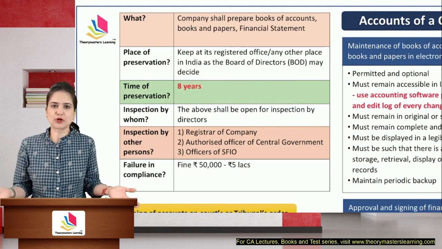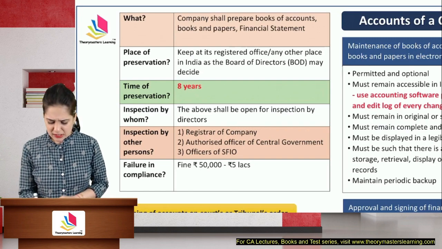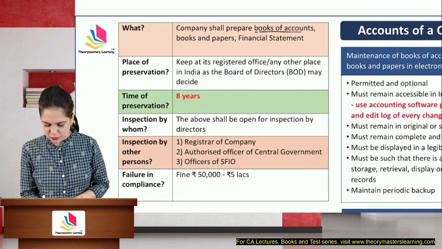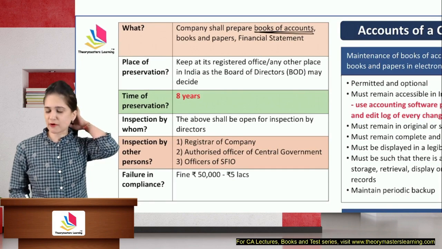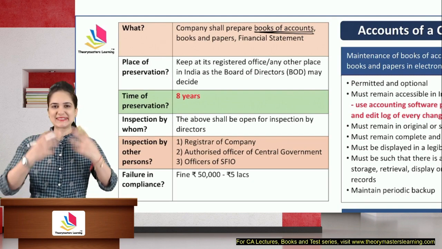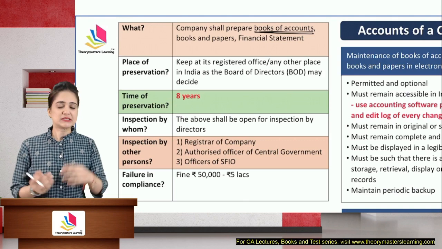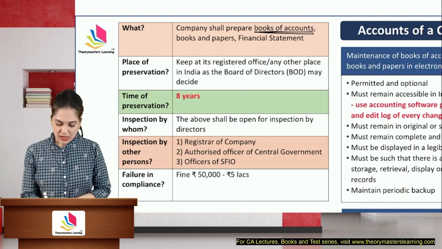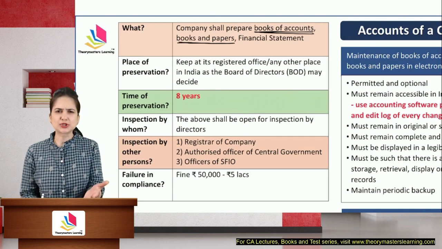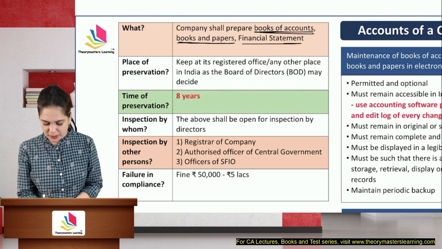What does a company need to maintain? Company shall prepare books of accounts. Books of accounts will include books and records maintained for the goods sold, goods purchased, cash received, cash paid, records of asset, liability. These are the books that the company will maintain. Company will also maintain other books, papers, documents, vouchers, other supporting documents. Financial statements. Yes, the company shall maintain financial statement.